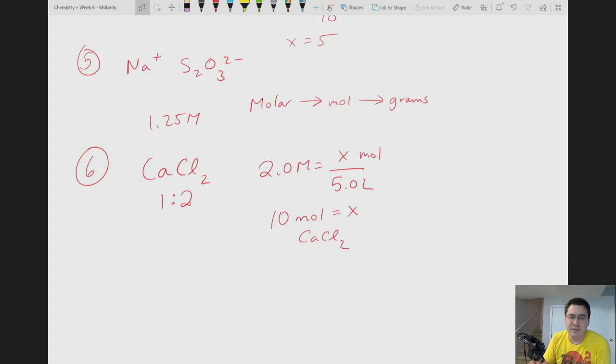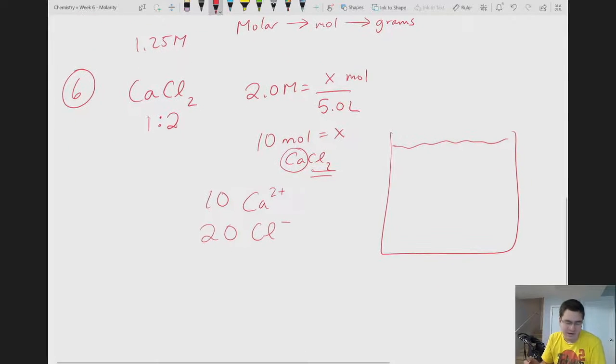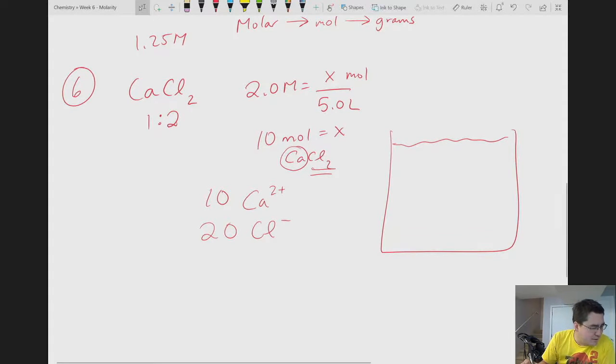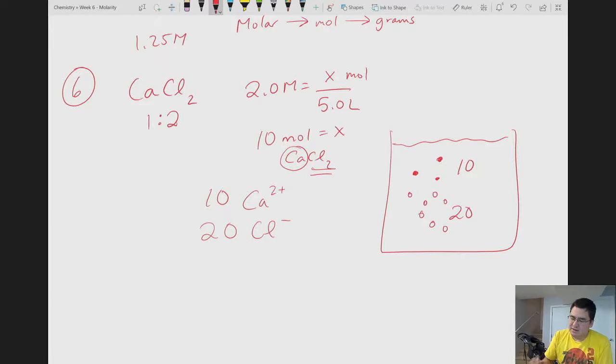Now when those 10 moles break down, there's 1 calcium for every mole of calcium chloride. So there's going to be 10 Ca2+, so 10 of these. And then since there's double the amount of chloride, there's going to be 20 Cl minuses. So when you go to draw your representation, I'm not going to take the time to do it right now, but the one says solid circle is calcium. So I draw 10 of those. I'm not going to draw them all out. And then I would draw 20 of the open circles. Basically, there needs to be twice as many open circles or chlorides as there are calciums.